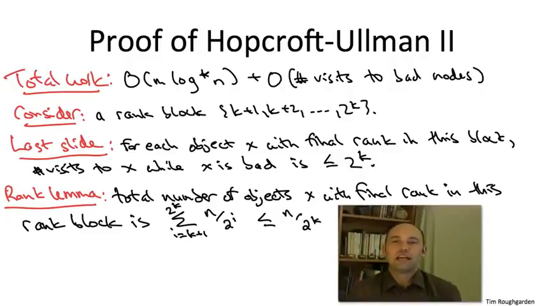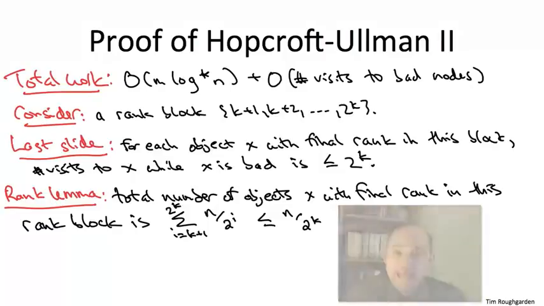So this is now starting to look like a magical coincidence, though of course we made a number of definitions in the analysis. Specifically, we structured the rank blocks so that this magic would happen. Specifically, the number of inhabitants of a rank block, n over 2 to the k, times the maximum number of visits to an inhabitant in the rank block while they're bad, 2 to the k, that's actually independent of the rank block. We multiply these two things together, the number of visits per object 2 to the k, the number of objects n over 2 to the k. What do we get? We get n.